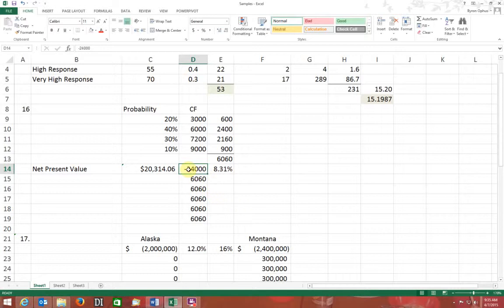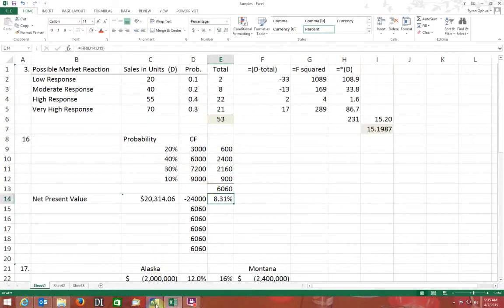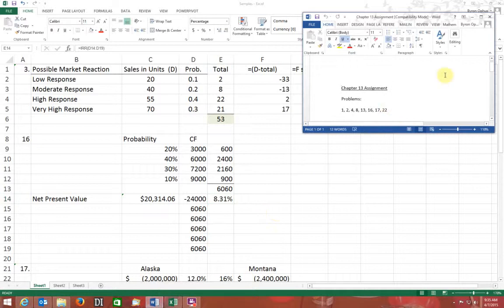And I did the IRR again, just to confirm it came in well under the 15%. This is what I'd have to have for a discount rate or cost of capital, something like this or less, in order to make that worthwhile. Bingo, there we go.